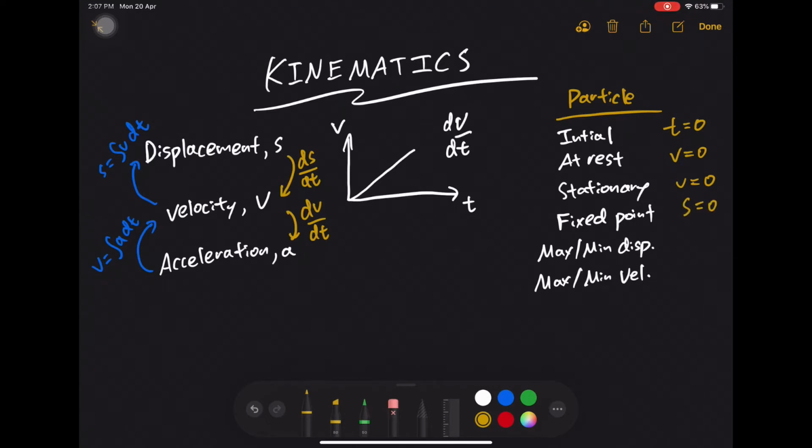If you have a maximum or minimum displacement, this means that velocity is 0, because the gradient at the maximum and minimum displacement is 0, so velocity is 0. And likewise for velocity, at the maximum and minimum velocity, the gradient is 0, so the acceleration will be 0. You need to take note of all this, because the questions will include all these key points. You need to know what is happening so that you can solve questions that deal with kinematics.